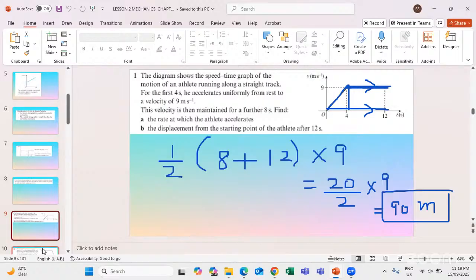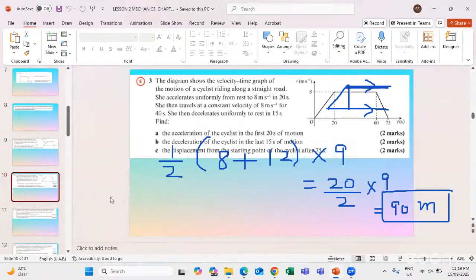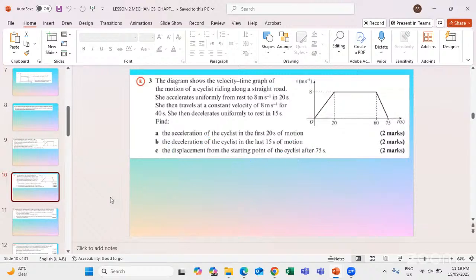Then we have our next question here. In the next question, a diagram is again given. When the diagram is given, it is a little bit easy, but we will be focusing more on the questions where the diagrams are not given.